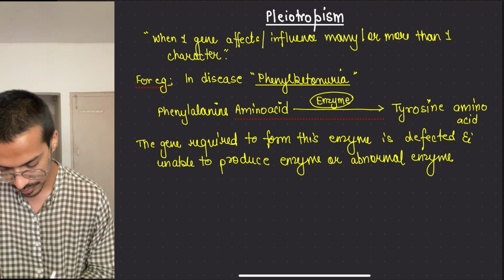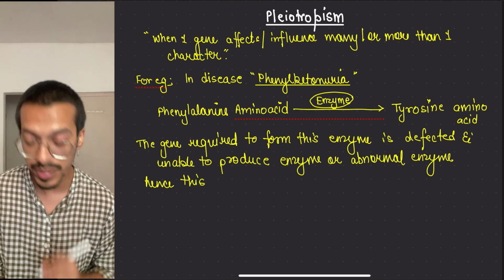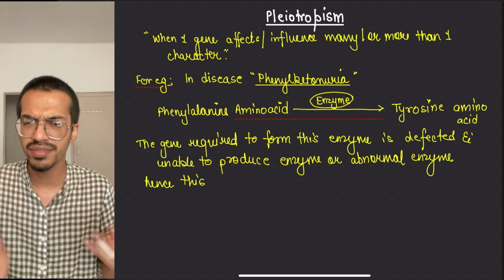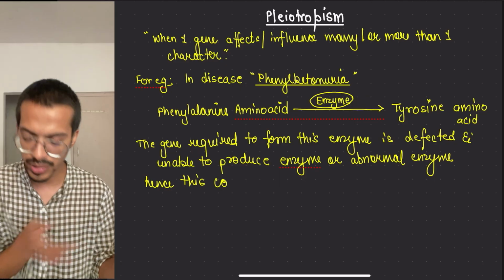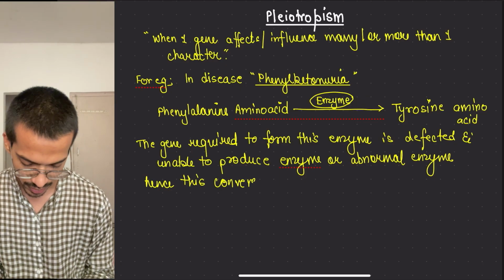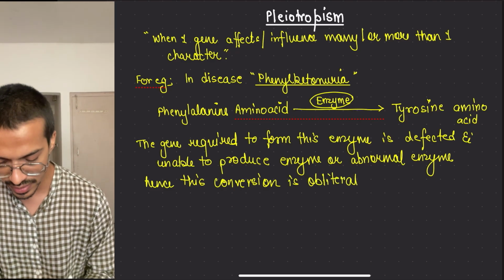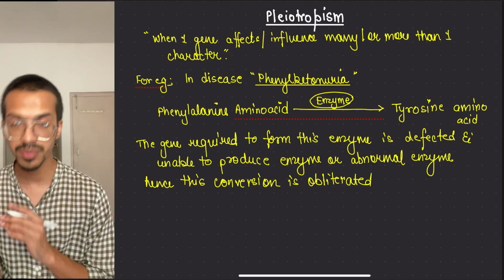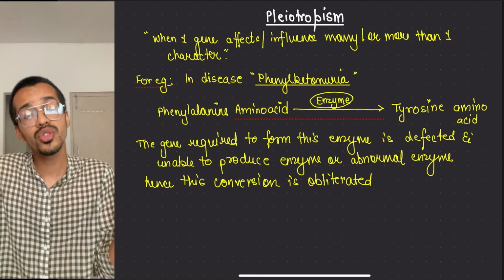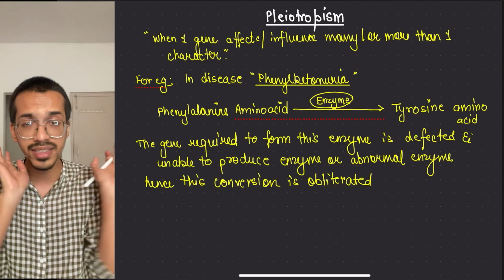Hence this conversion is obliterated, means it's not taking place. This is understood now. If the enzyme is not forming, this conversion won't happen. Okay, so this conversion is obliterated. Now what will happen? If the conversion is not taking place, this phenylalanine which is present will stay like this. So if it stays like this, then it will do what? It will go and do certain things in the body.